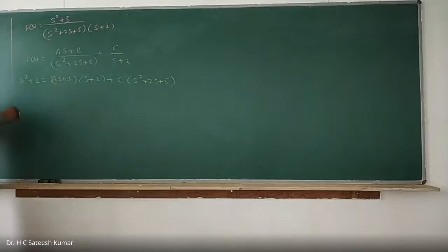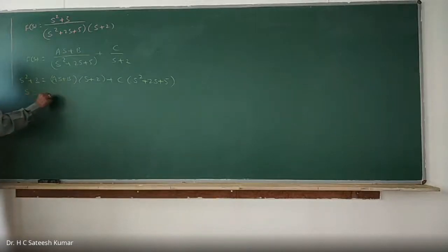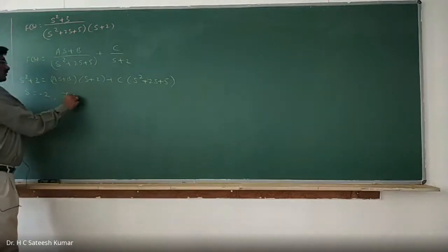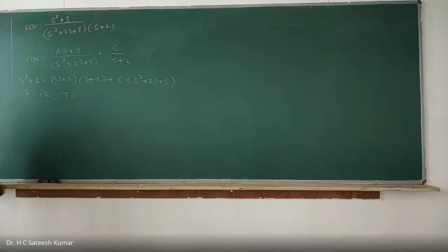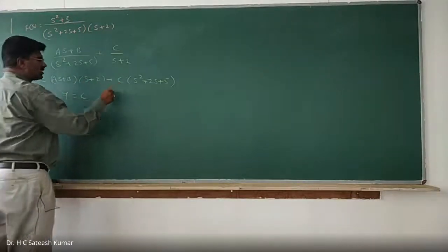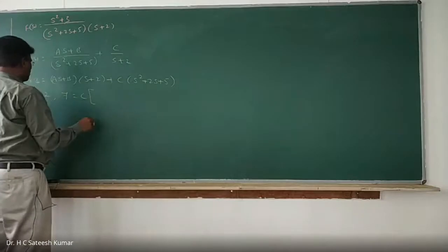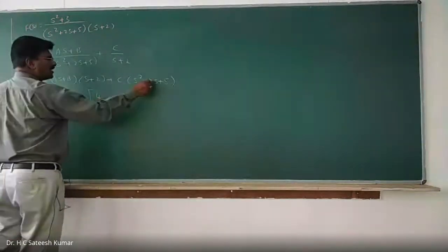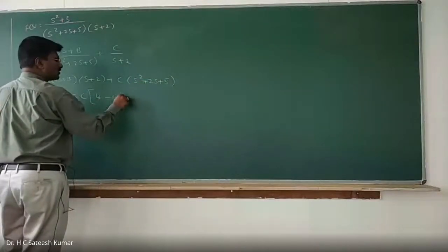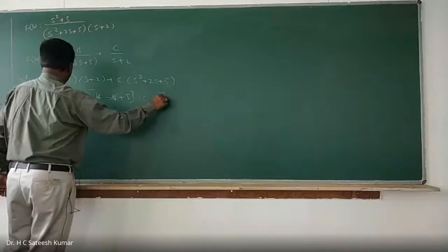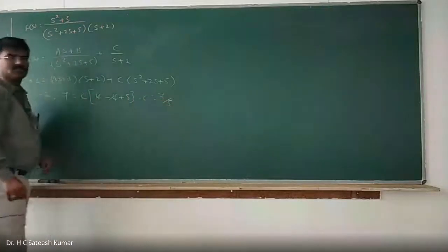Now, what you should do? Put s is equal to minus 2. If s is equal to minus 2, whole square is 4. 4 plus 3 is 7. 7 is equal to, s is equal to minus 2 means this will become 0. C into minus 2 whole square, that is 4, minus 2 into 2, minus 4, plus 5. So therefore C is equal to 7 by 5.